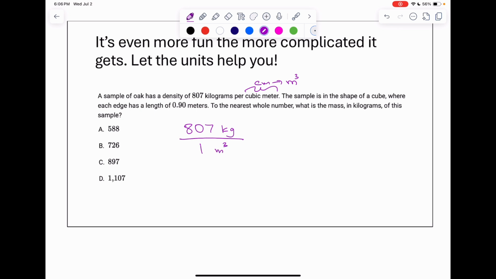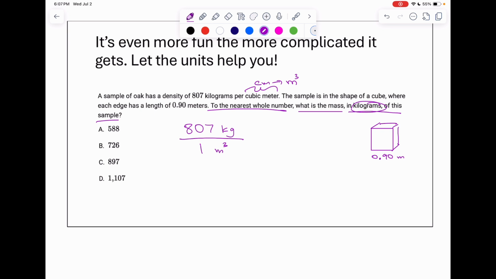The sample is in the shape of a cube where each edge, so let me draw a little cube here for us, where each edge has a length of 0.90 meters. To the nearest whole number, what is the mass? We want the mass in kilograms. We want our answer in kilograms of this sample.